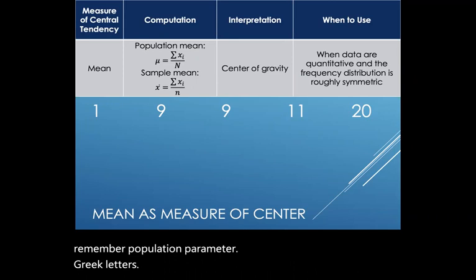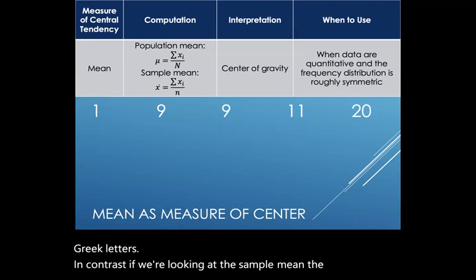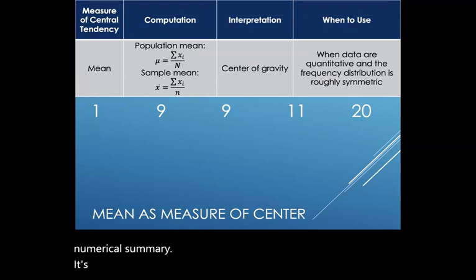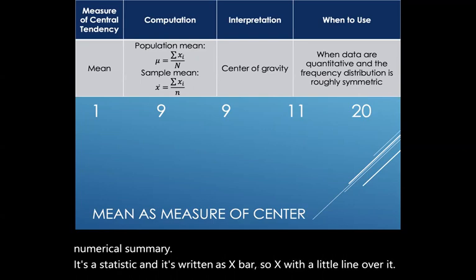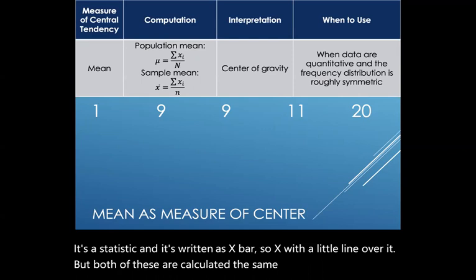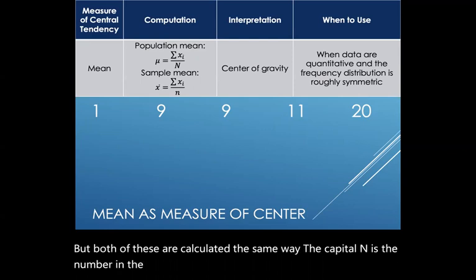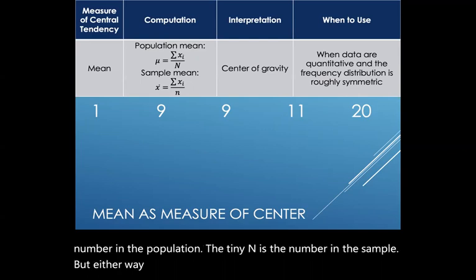In contrast, if we're looking at the sample mean, the sample numerical summary, it's a statistic and it's written as X bar. So X with a little line over it. But both of these are calculated the same way. The capital N is the number in the population. The tiny n is the number in the sample. But either way you slice it, these both get calculated the same way.